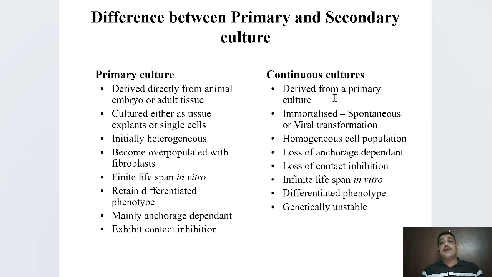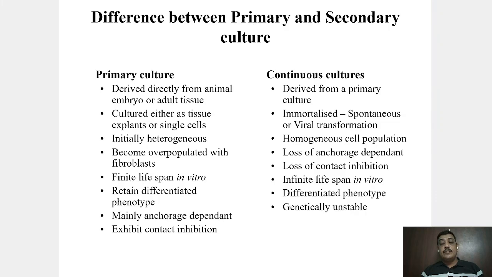And these transform cell lines are immortalized, whereas the primary cell is not immortalized and can undergo senescence. Initially, primary cell cultures will be highly heterogeneous, but when you subculture continuously, they will become homogeneous. Whereas transform cell lines are always a homogeneous cell population, and they will have a loss of anchorage dependence, loss of contact inhibition, an infinite lifespan, and they are genetically unstable.